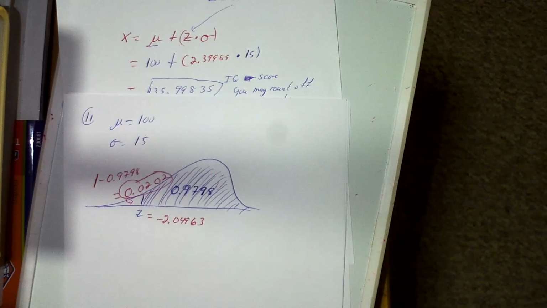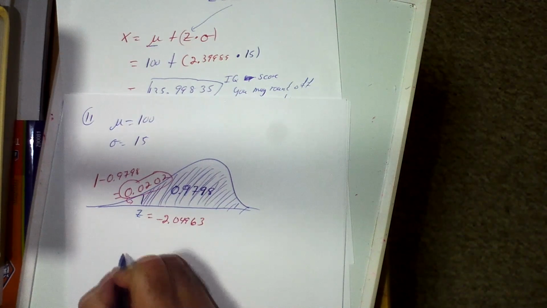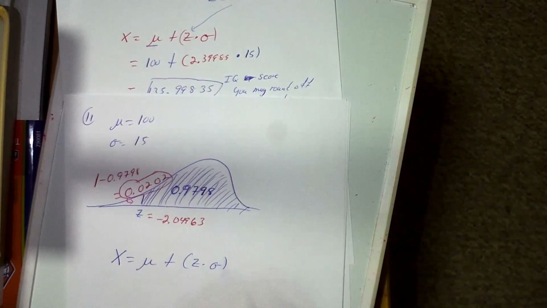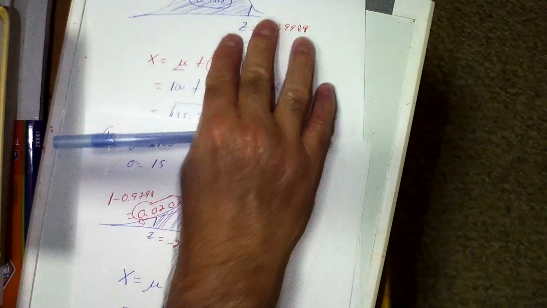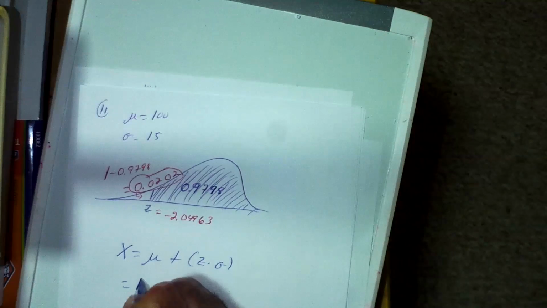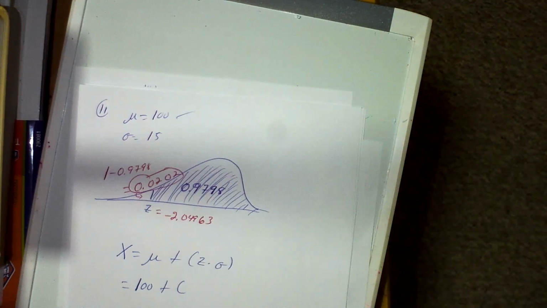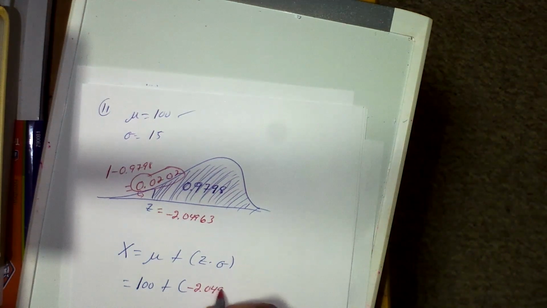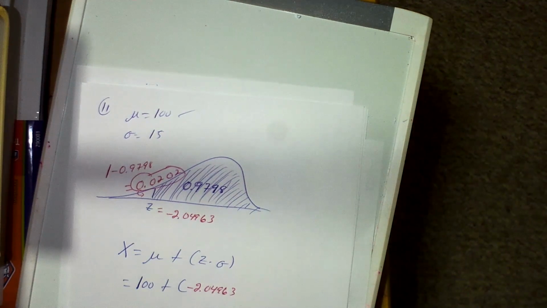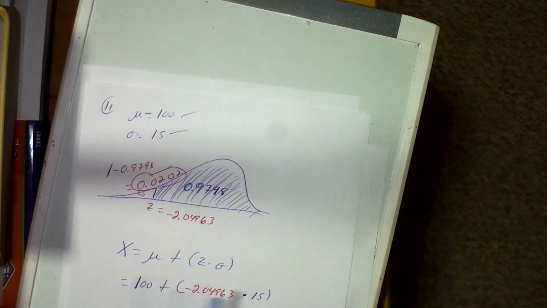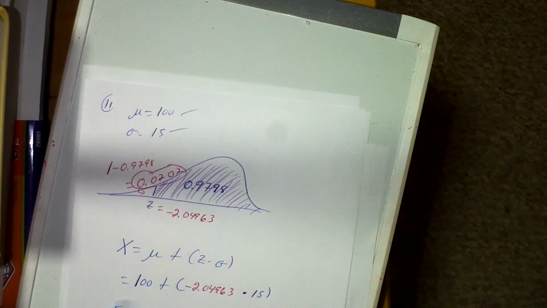I'm going to use my formula, my handy dandy formula. X equals mu plus Z times sigma. And I'm going to substitute my mean, which is 100, plus my Z, which is a negative 2.04963. Remember, don't round it off. And I'm going to multiply it times my standard deviation of 15. So you need three numbers. You need the mu, the sigma, and that's how you find the Z. And you substitute it in.